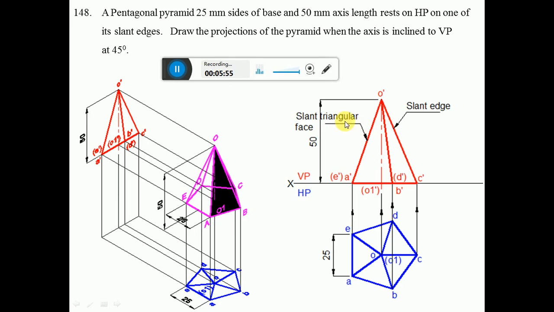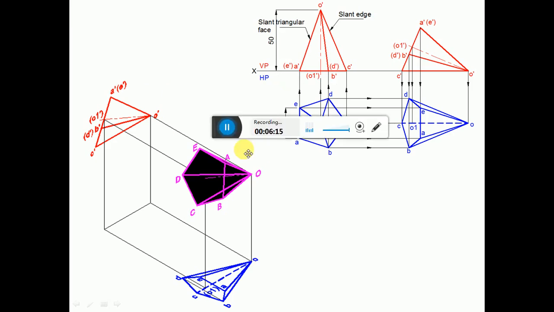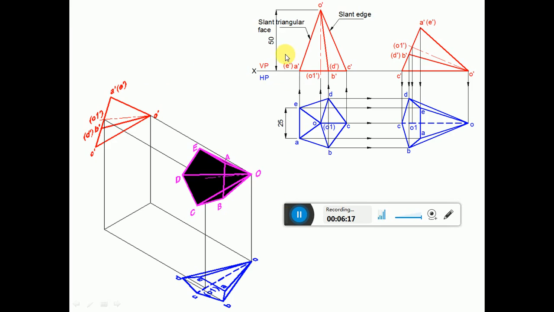Whenever you have a pentagonal pyramid, always one side is going to be an edge and the other side is going to be a triangular face. Now we can see which side has the edge, and that side we need to rotate. Now in the second position, since it is resting on one of the slant edges, O dash C dash is the slant edge which is resting on HP. So we have to redraw the first position front view such that C dash O dash is on the XY line. How to do that?